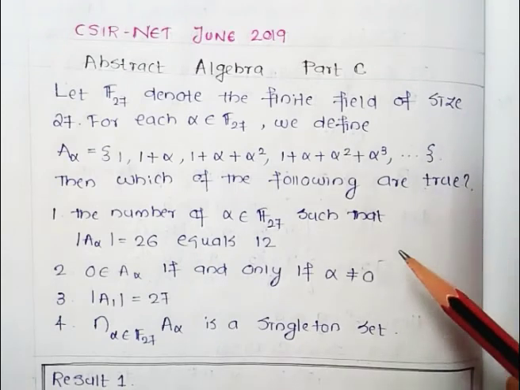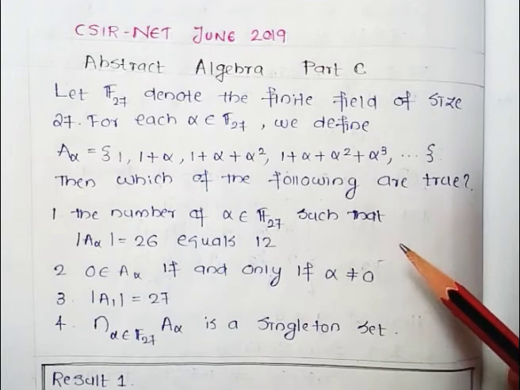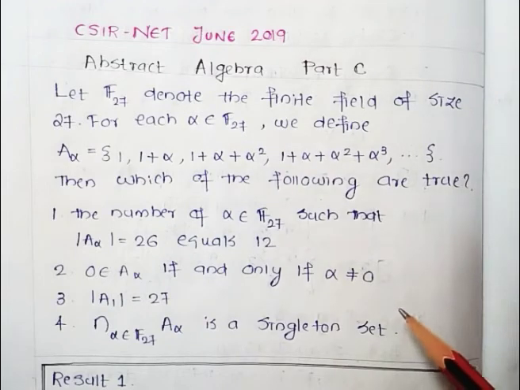Option number 1. The number of alpha belongs to F27 such that cardinality of A alpha is equal to 26 equals 12. Option number 2. 0 belongs to A alpha if and only if alpha is not equal to 0. Option number 3. Cardinality of A1 is equal to 27. And option number 4. Intersection over alpha belongs to F27 of A alpha is a singleton set.